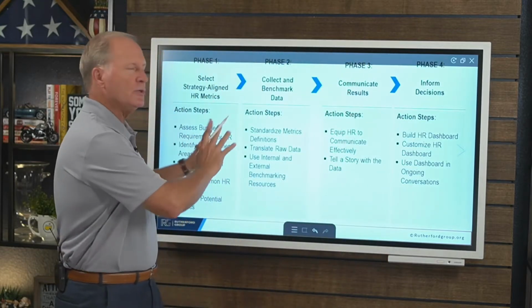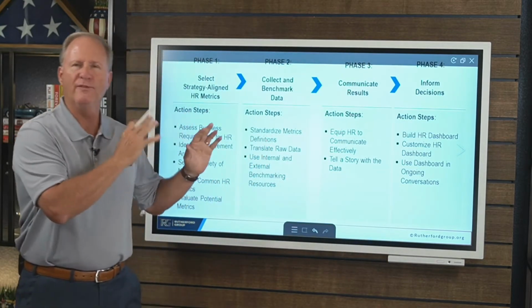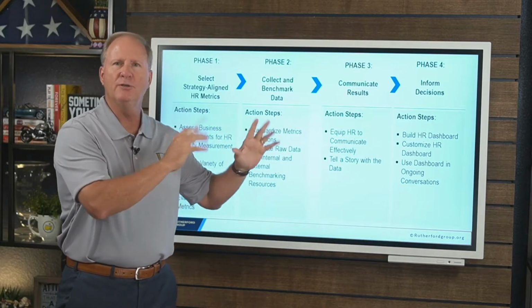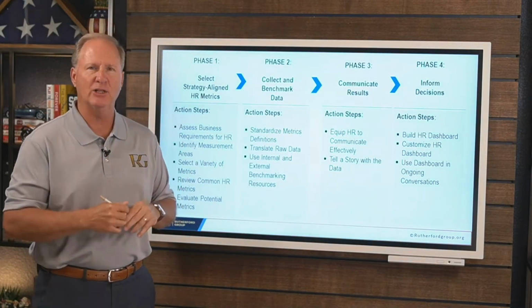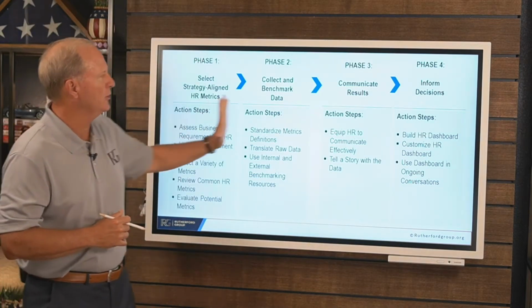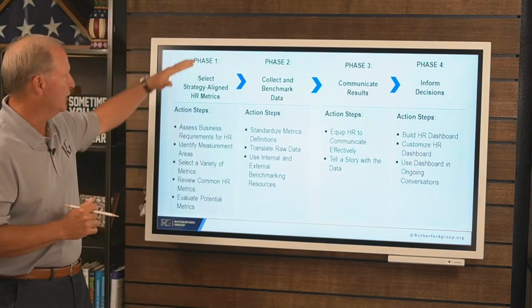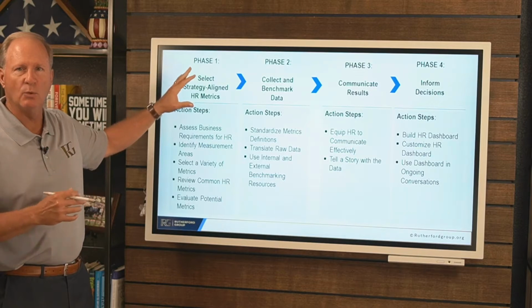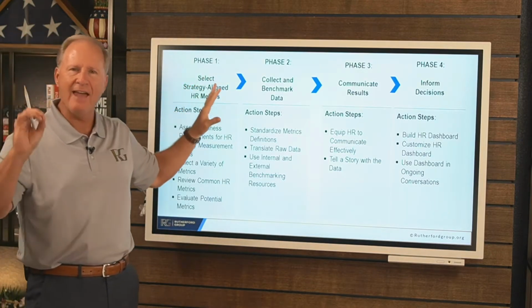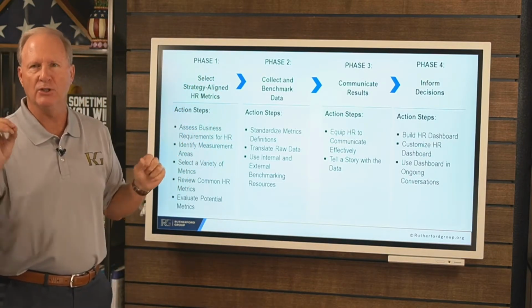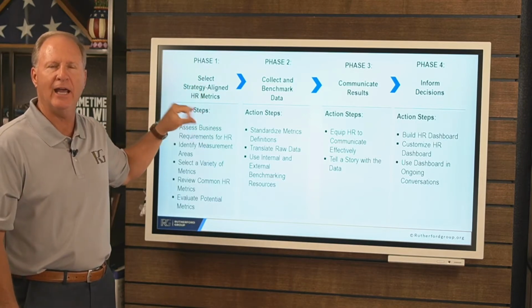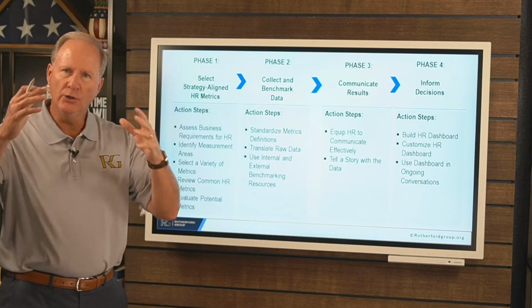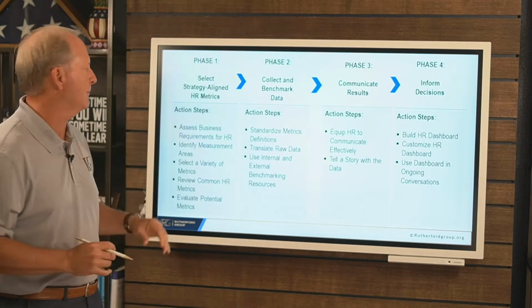Okay, so what you can see here is a 4-phase comprehensive framework that we use in building out a metrics and analytics program. And I'm going to start here and just kind of go across pretty quickly. So the first thing that we want to start with in phase 1, as I mentioned before, is that everything starts with business strategy. Notice here you want to select strategy aligned HR metrics. And underneath that, there's a few key components.